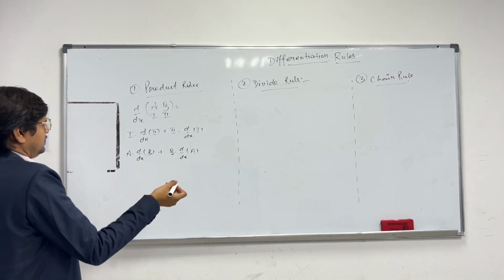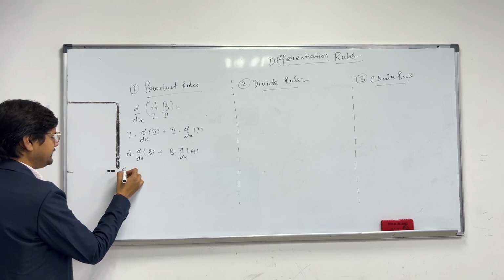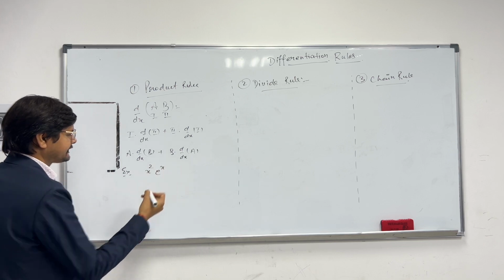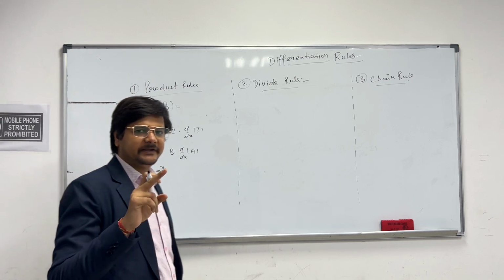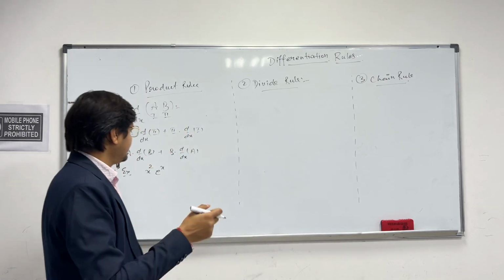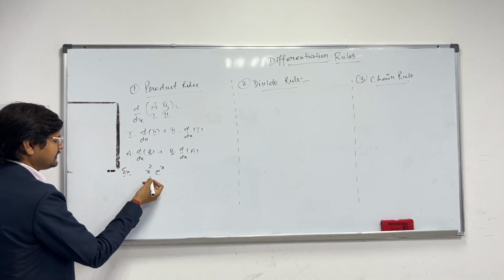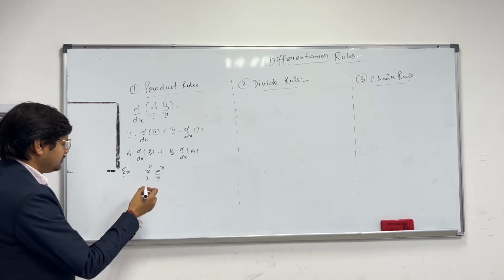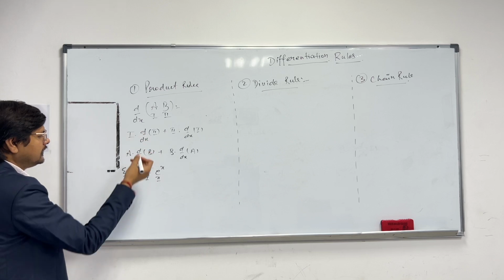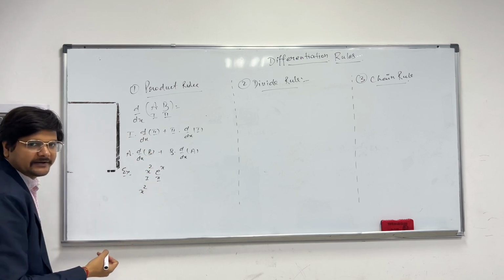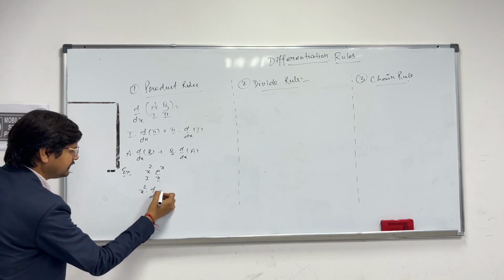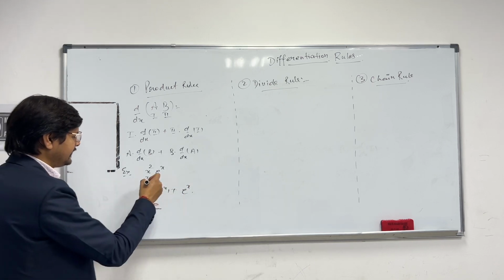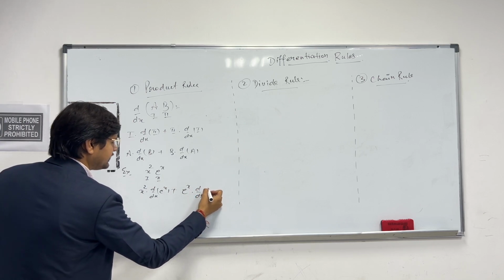Okay, if I take one example, suppose there is a function x square e to the power x. I explained x square in the previous video, and this is an exponential function. Suppose this is the first function and this is the second function. So how can we solve this? First we know the rule. First will be constant, so suppose x square is constant, and we do the differentiation of the second one, plus the second function will be constant now, and the differentiation of first is done, that is x square.